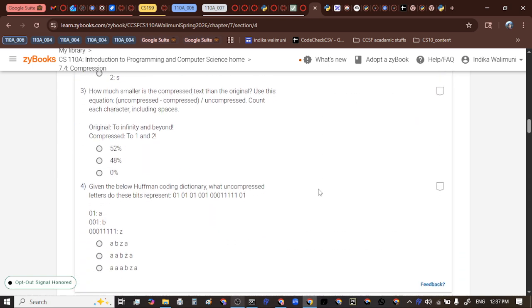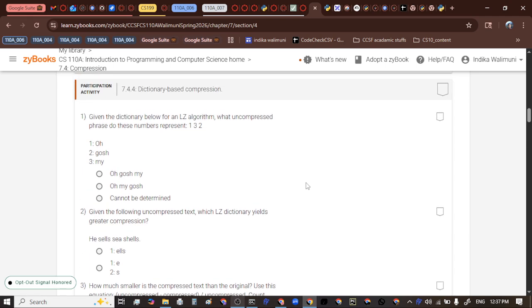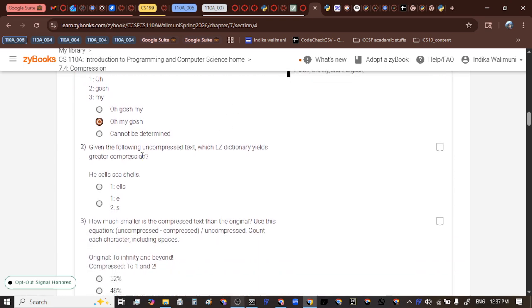Okay, so let's take a look over this one. First one, guys, dictionary based. We are given the dictionary below for the LZ algorithm. What uncompressed phrase do these numbers represent? 1 3 2. Oh my gosh. Okay, so this one. All right, second one. Given the following uncompressed text, which LZ dictionary yields greater compression?